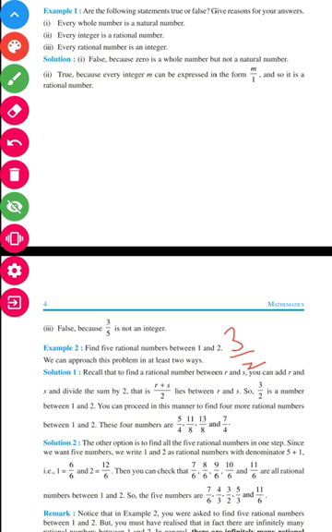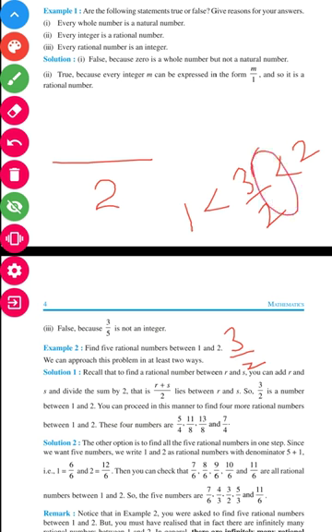3 over 2. Now let's find another. Now we know that 1, 3 over 2, 2, and we have to find another number here. Okay, for this we have to add 3 over 2 plus 2.